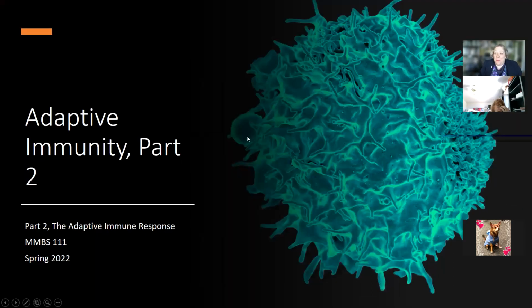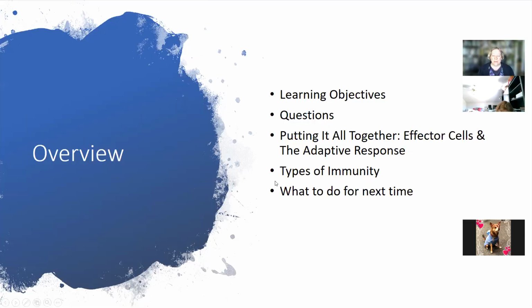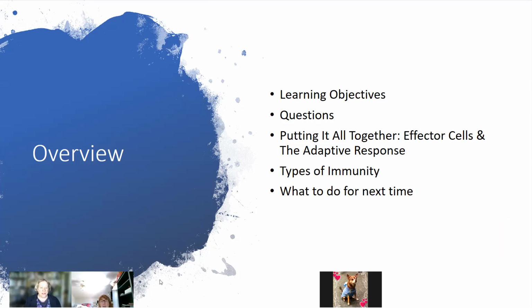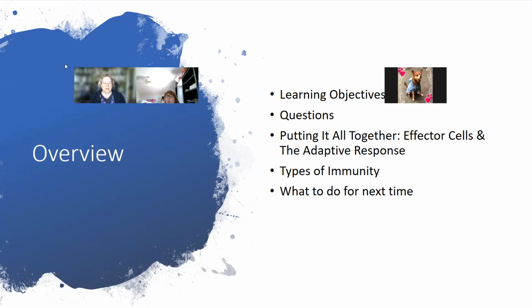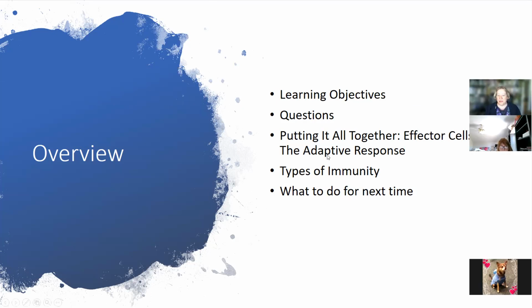All righty. So today we're going to continue our discussion of Chapter 12, Adaptive Immunity. And specifically, we're going to go over the following topics. We're going to go over the learning objectives. I'll open it up to questions, and then we'll put everything together. We will talk about effector cell responses and how that leads to the adaptive response. Then we'll talk about types of immunity, and then we'll talk about what to do for next week.